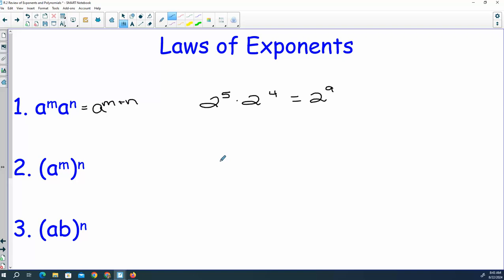Alright, what if I said 2 to the 5th power to the 4th? What does that become? You multiply 5 and 4. So that becomes 2 to the 20th. So when we have that power to the power, we multiply those exponents.